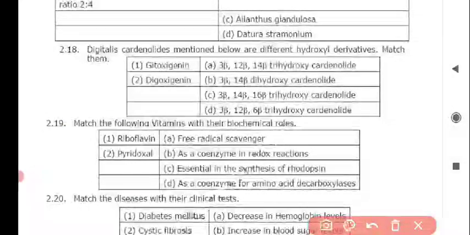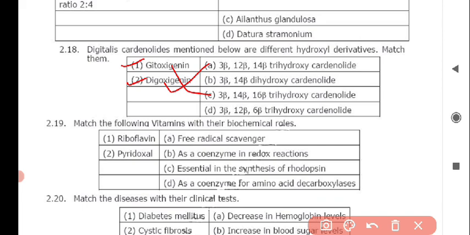Next question is digitalis cardenolides mentioned below are different hydroxyl derivatives. Match them. First is gitoxigenin. For this, the correct answer is option C, that is 3 beta, 14 beta, 16 beta trihydroxycardenolide. And the second option is digoxigenin. For this, the correct answer is option A, that is 3 beta, 12 beta, 14 beta trihydroxycardenolide.